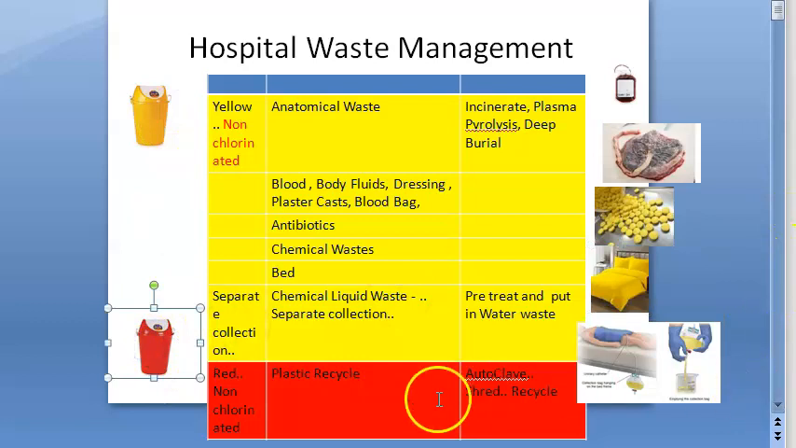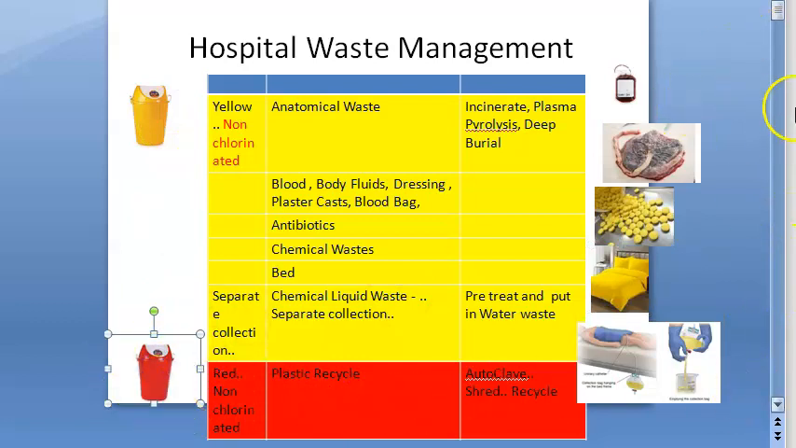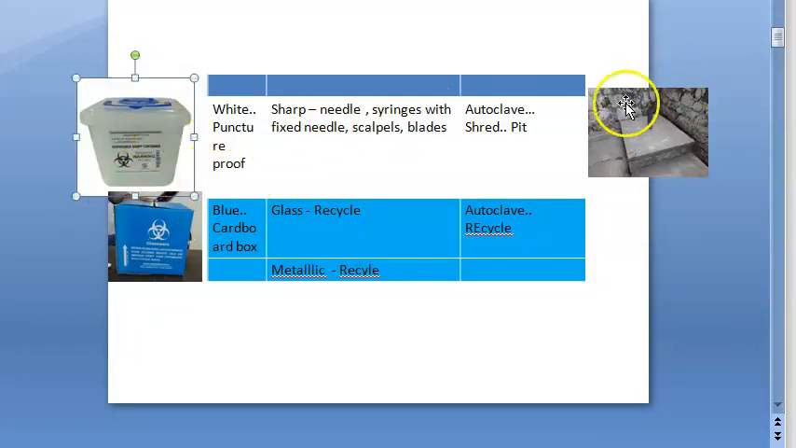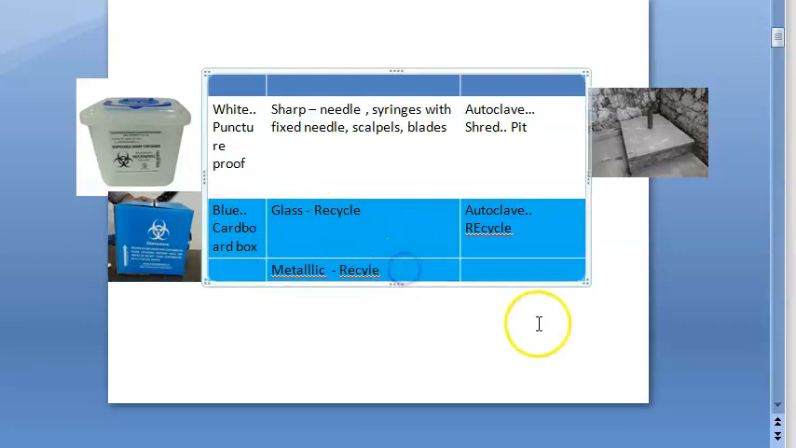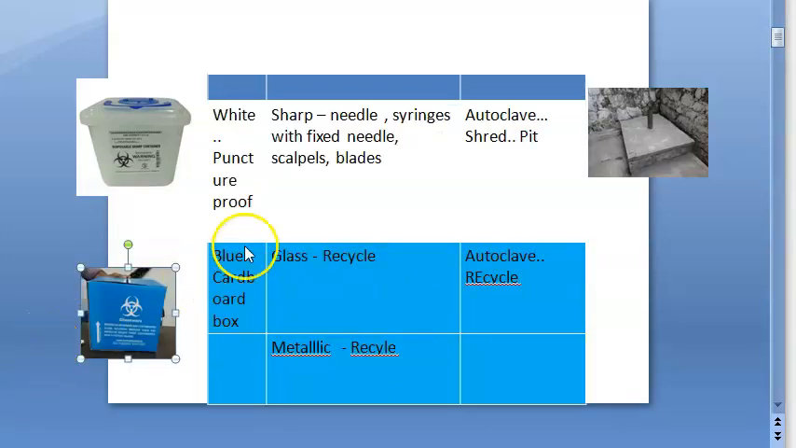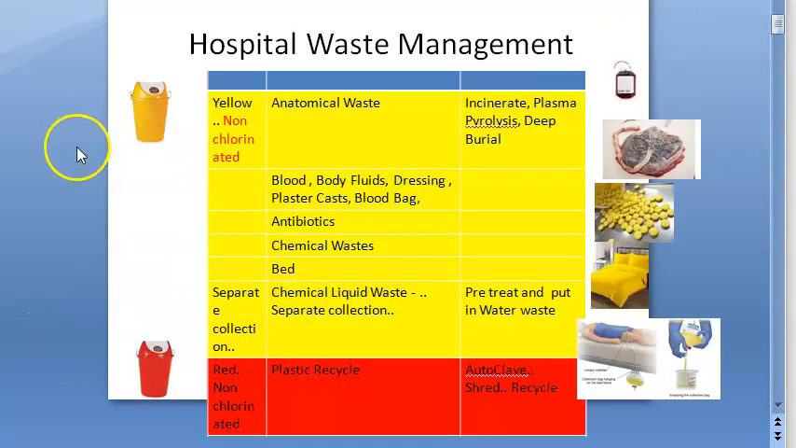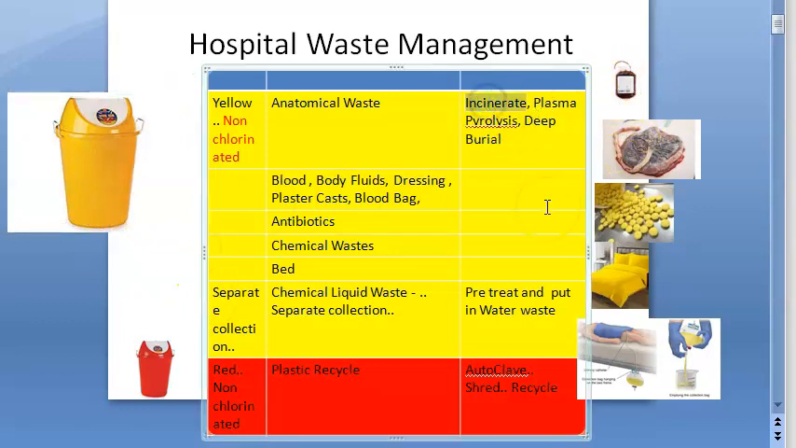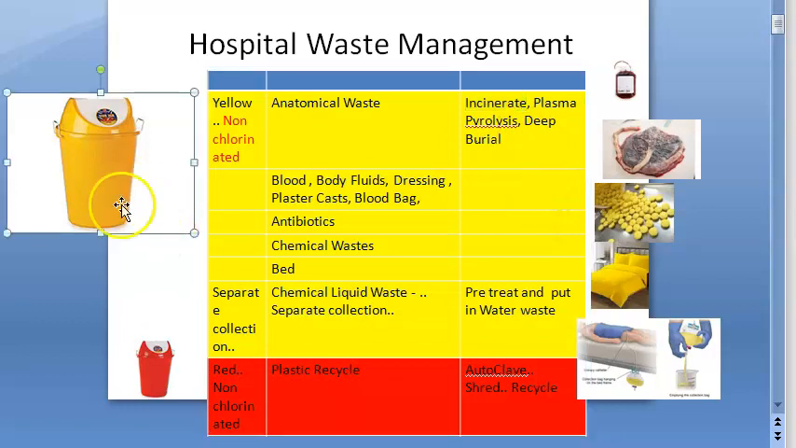What will go into red? Plastics. All plastics will go into red. All sharps will go into a puncture-proof container, and all glass and metal will go into the blue cardboard box. So let us just look at what happens to each of these. What is done to the yellow? It is incinerated, that is, burnt. Plasma pyrolysis, deep burial. So that is what is done with yellow.